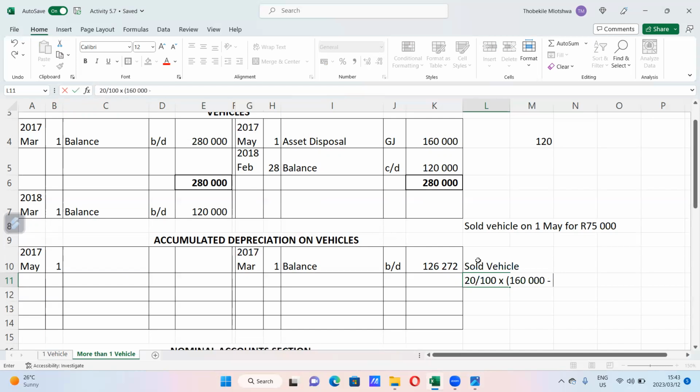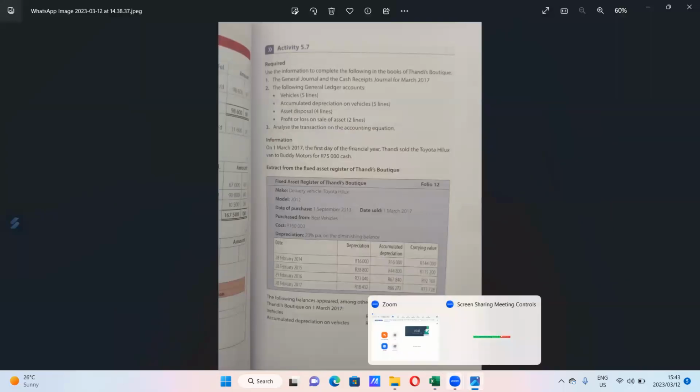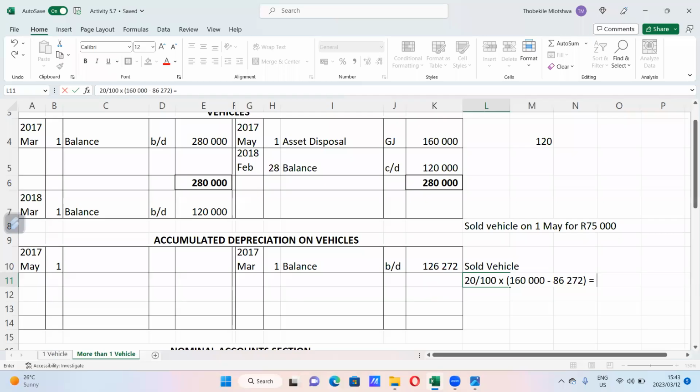But we can actually take, I'm going to show you now. So let's just do it. Minus 86,272. We can do that, or because now we are finding the carrying value, we can just take the carrying value because we are given it. We could have said times 73,728. But now we are given the carrying value, so it's fine. So we just do this. I'm going to use my calculator here quickly.